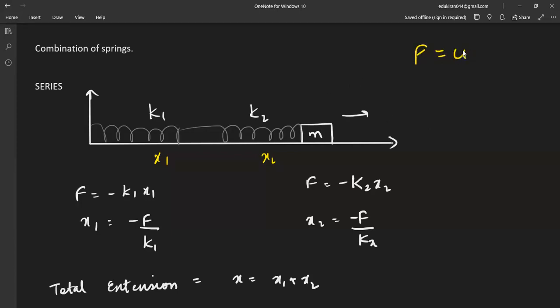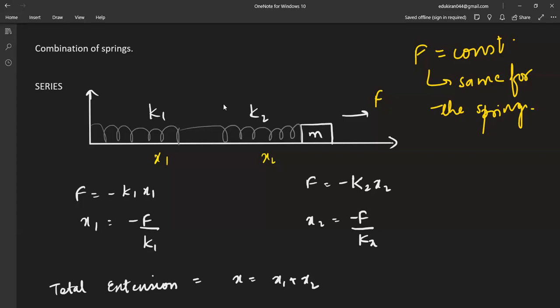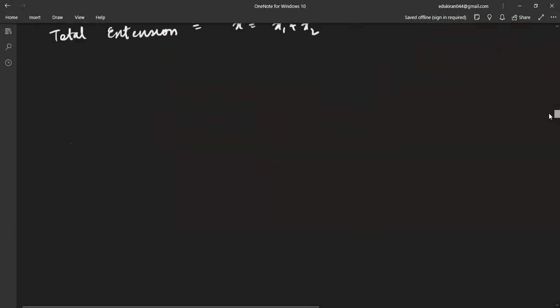So if force remains constant, it means the force is the same for the springs. If it is connected like this, and I pull mass m with some force F, then F will be there for the K2 spring and also for the K1 spring. So that's how I have to identify that this is in series. These both springs are connected in series.